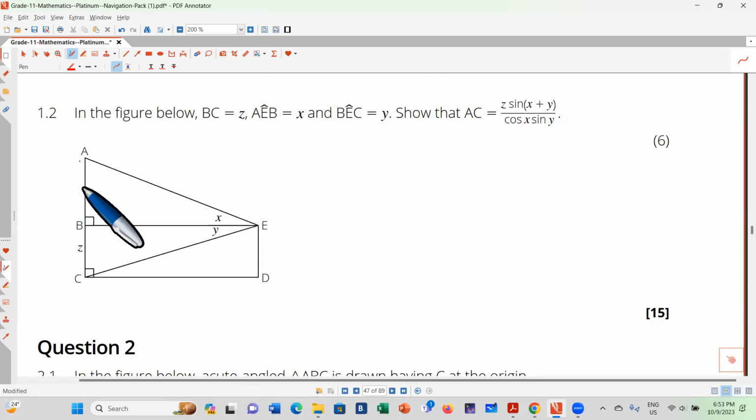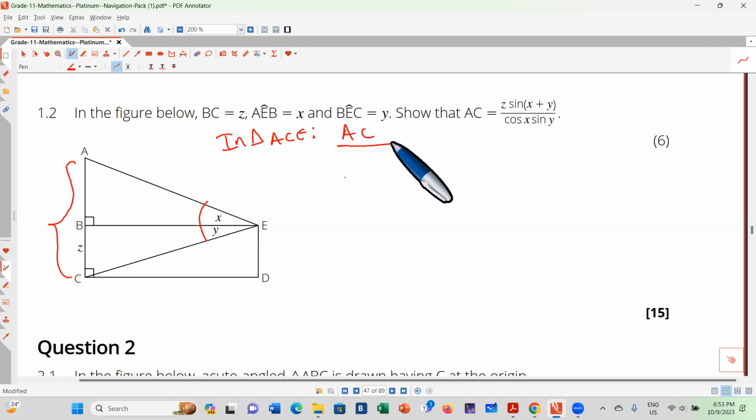So you have this one. Want to find the length of AC. To find the length of AC, you're going to work in triangle ACE. So you have AC over these two. Using the sine rule, you have AC over the sine of the angle opposite. So you have X and Y, which is X plus Y.